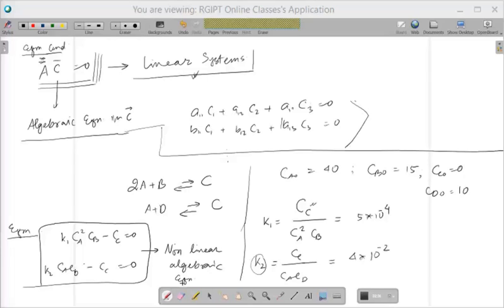So that would be good to know. We'll be talking about nonlinear algebraic equations. Let me spend a little bit more time on this, because this will be very useful when we solve even differential equations. This knowledge of solving nonlinear algebraic equations will be very useful. All right.